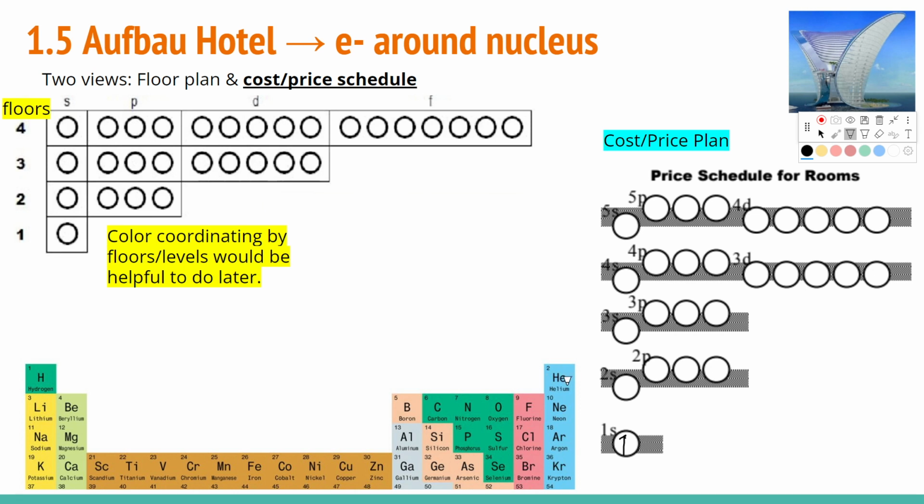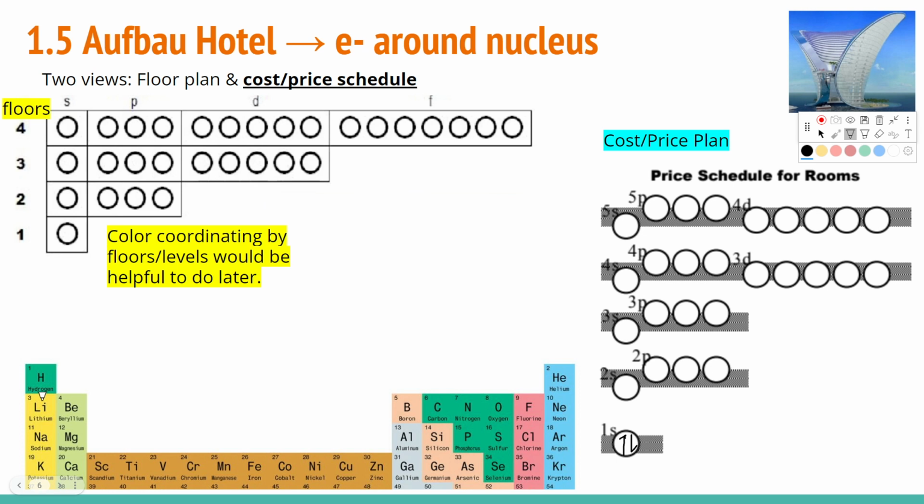If I was at helium, I have 2 electrons. Now, I could theoretically have the electron here, right? However, this costs too much. And so electrons would rather double up. And so in this case, it's going to be 1s, and then it's going to be drawn in this way. And so then I can keep going.